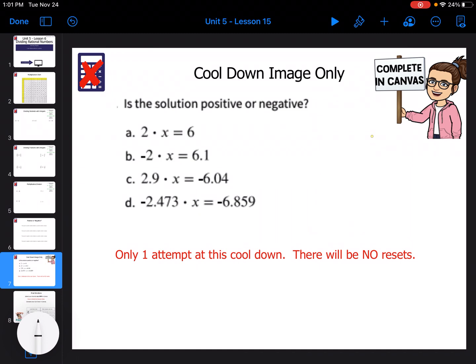All right, so from here, you are going to tell me if the solution is going to be positive or negative. You only get one attempt at this cool down, so make sure you take your time. There are going to be no resets. Don't tell me that you clicked the wrong one or whatever, because there's only one right answer. I can't do that. So it's one shot.